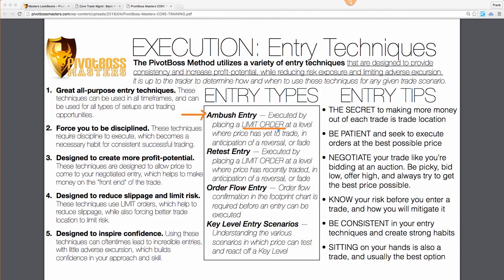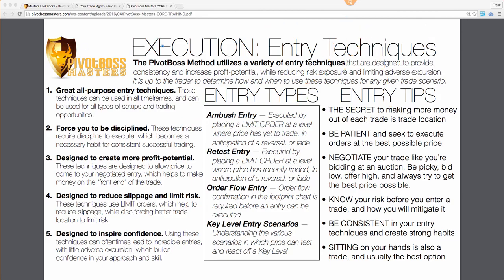The ambush entry right here is basically a limit order. So when you have a resistance level up here, say the previous session's high price, for example, and you're anticipating that price may see a rejection at the previous session's high, then you would put a limit order to sell at that price. So when price rallies into that level, it's going to transact that limit order and fill it at that price, if there's obviously demand there. Because you're selling, you want price to come up so you can sell that level.